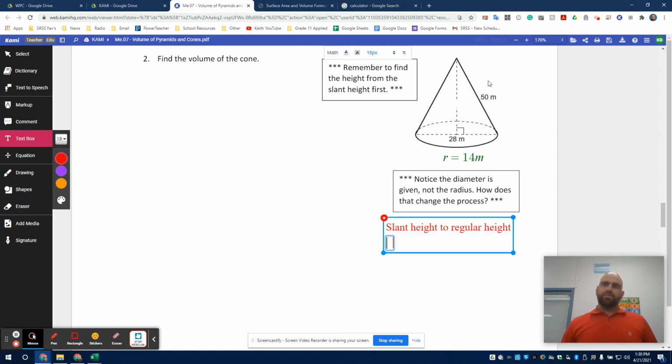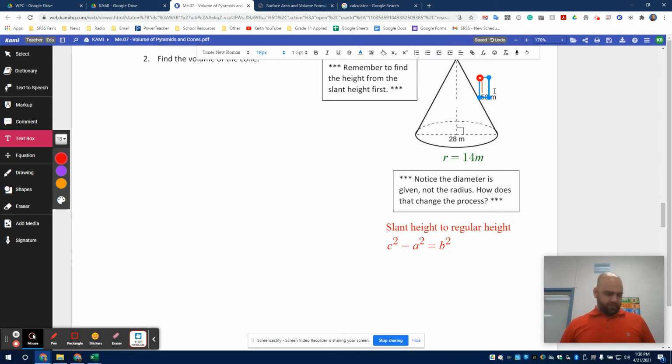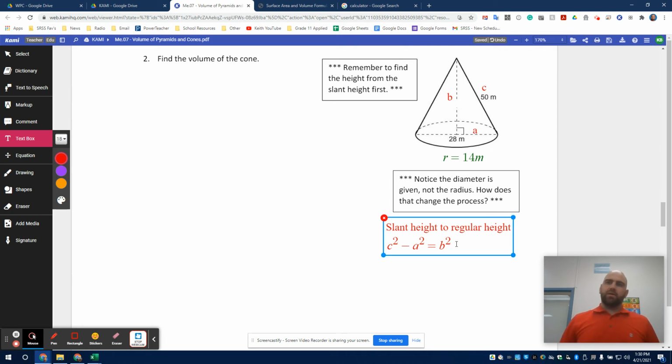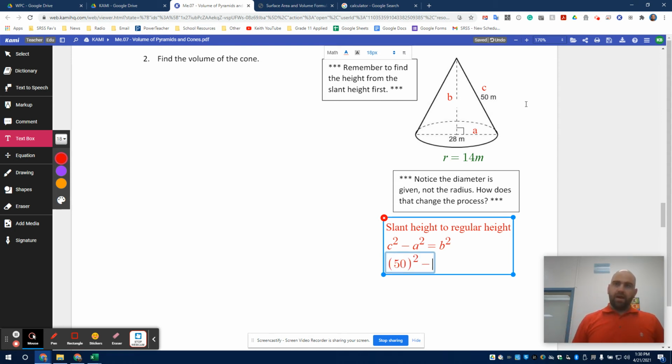First things first, we're going to use the Pythagorean theorem. Except that now we're going to do c squared minus a squared is equal to b squared. The reason for that is our radius is going to be a, and our height is going to be b. We have our hypotenuse now, and we know our radius. We may not know necessarily our height. When we plug that in, c squared is 50 squared minus 14 squared, our radius. Don't use the diameter, you always use the radius, and that's going to equal b squared.